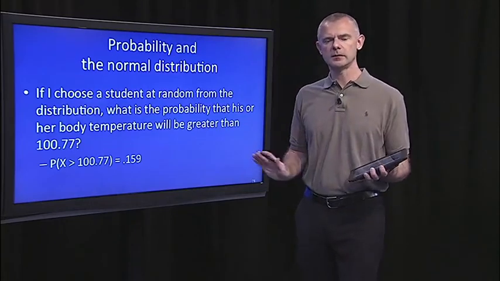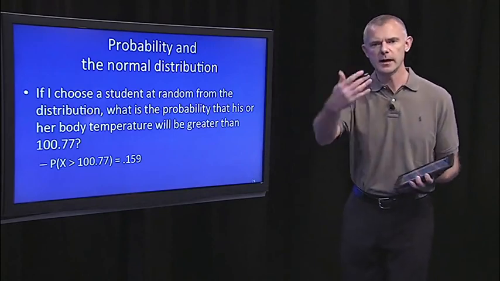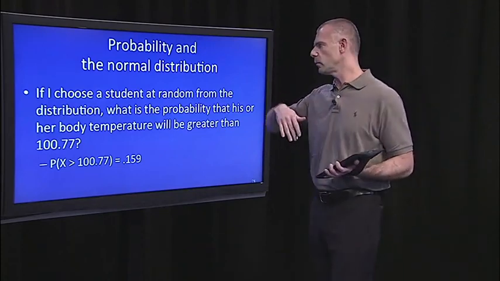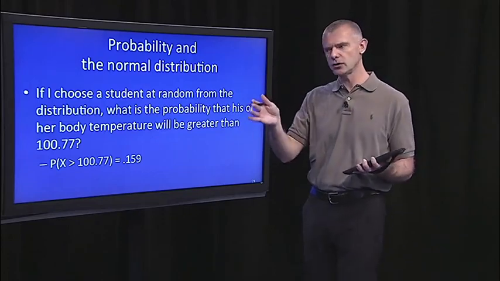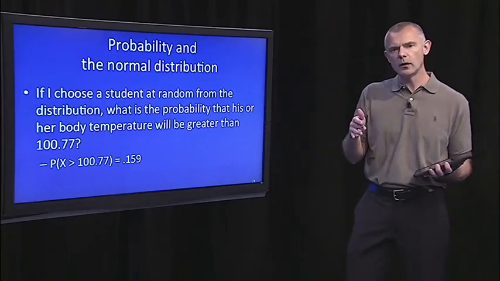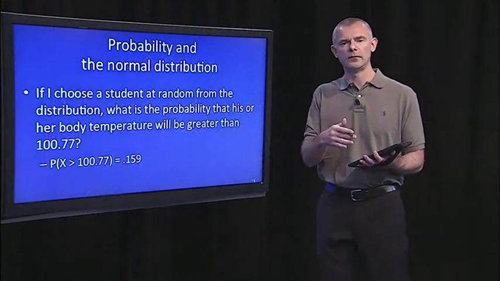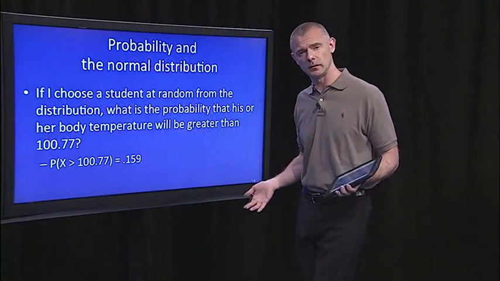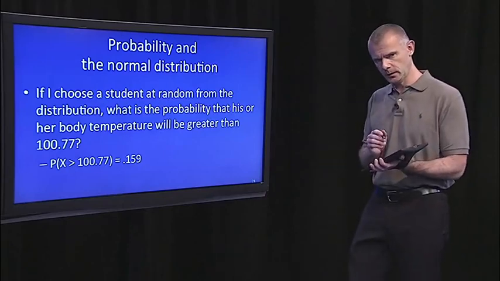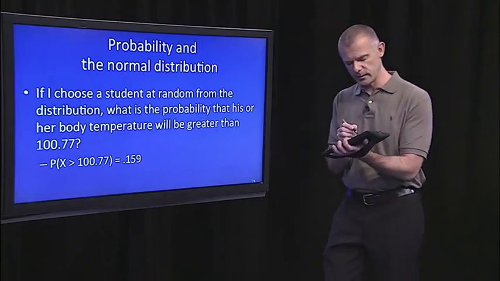Let's do that again to make it clearer. If I choose somebody at random, what's the probability that his or her body temperature would be greater than 100.77? Well, that corresponded to a z of +1 and a percentile rank of 84.1. So the probability of x being greater than that would be 0.159, because 15.9 plus 84.1 is 100. Let's go one more standard deviation further.